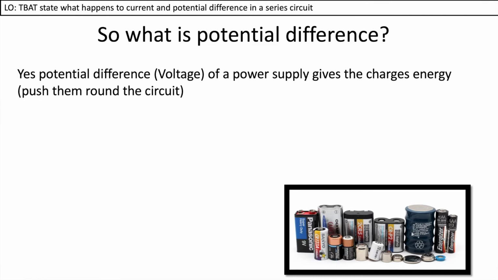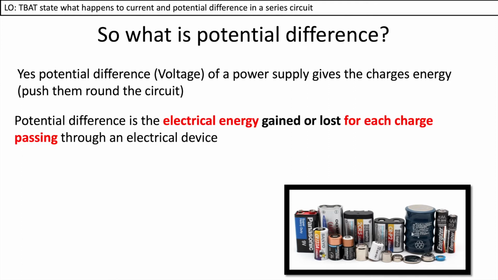Yes, potential difference, the voltage of a power supply, gives the charges energy to push them round, but we need to know that in a bit more detail. So the definition of potential difference is the electrical energy gained or lost for each charge passing through an electrical device. So let's use another model to help explain this.